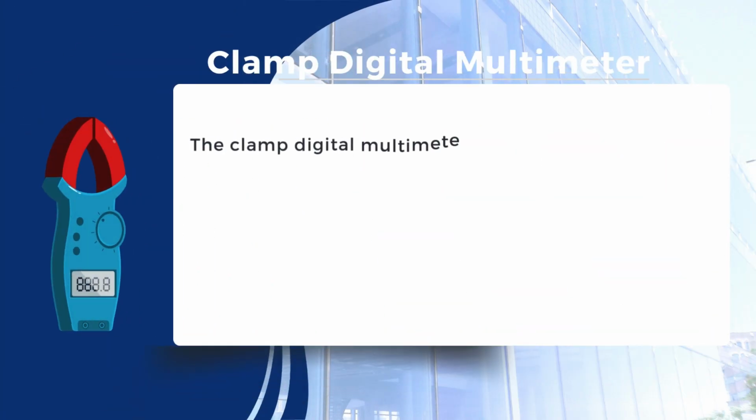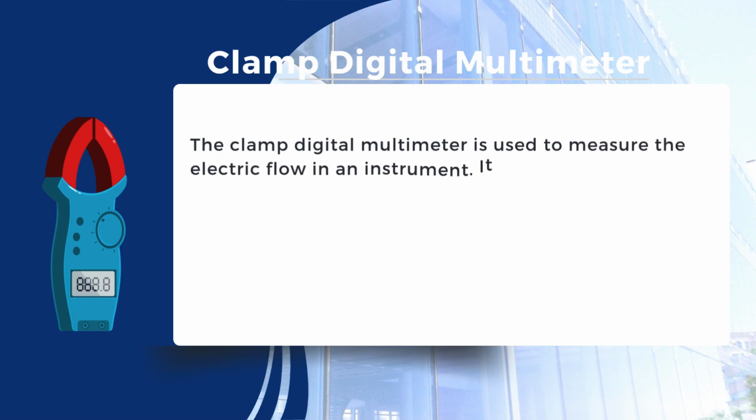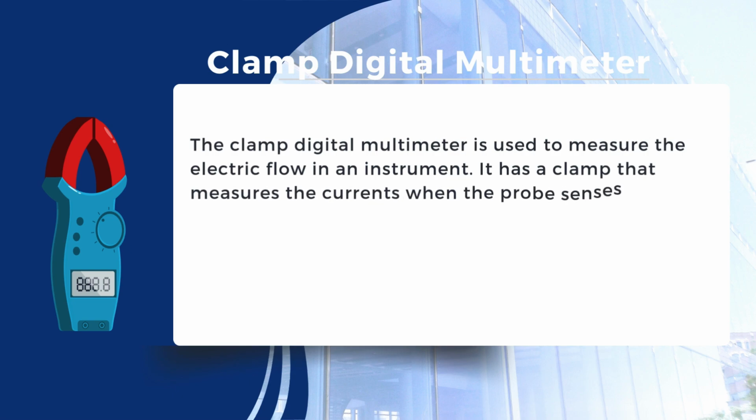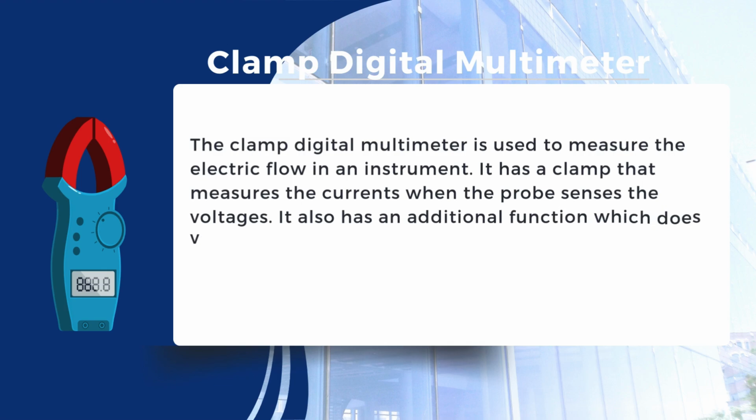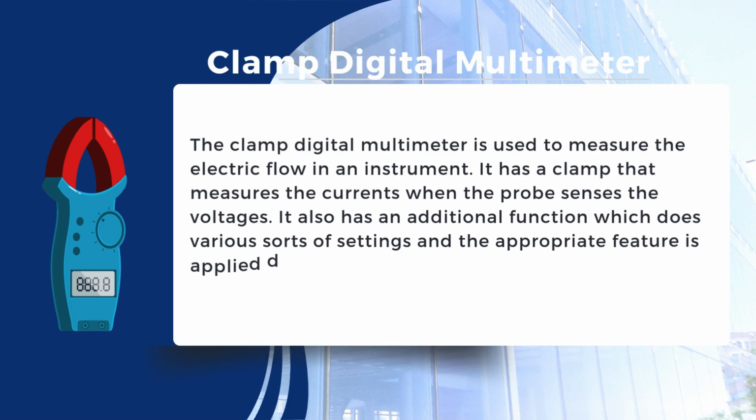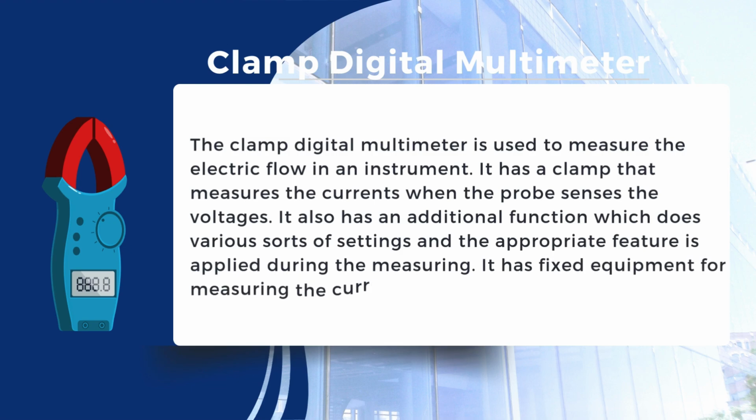The next digital multimeter that we will study is the clamped digital multimeter. The clamped digital multimeter is used to measure the electric flow in an instrument. It has a clamp that measures the currents when the probe senses the voltages. It also has an additional function which does various sorts of settings, and the appropriate feature is applied during the measuring. It has fixed equipment for measuring the current flow.